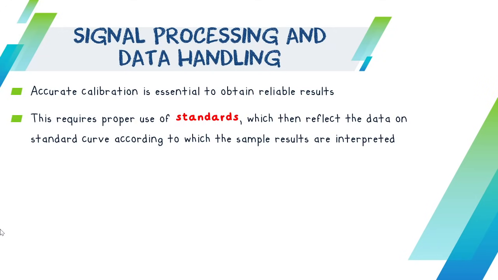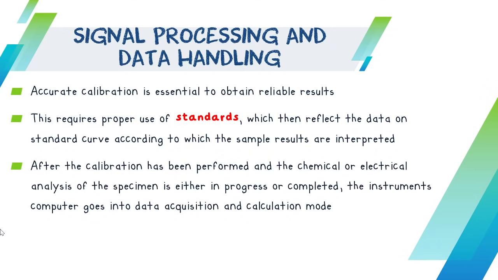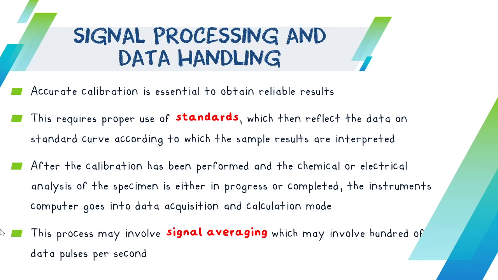After the calibration has been performed and the chemical or electrical analysis of the specimen is either in progress or completed, the instrument's computer goes into data acquisition and calculation mode. This process may involve signal averaging, which may involve hundreds of data pulses per second. In terms of this, I think QA and QC, quality control and quality assurance, fall under signal processing and data handling.